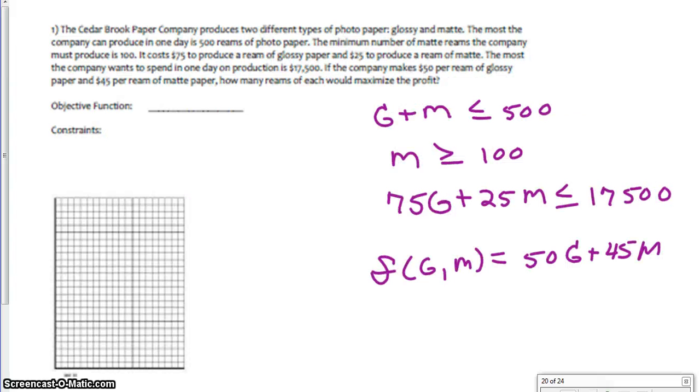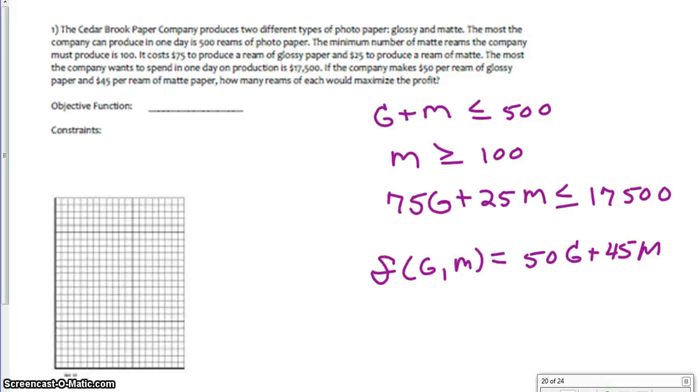All right, so the Cedarbrook Paper Company, all Mrs. Rose has done is written the constraints to make sure that you have them, assuming that G, of course, is glossy and M is matte. G plus M has to be less than or equal to 500. M has to be greater than or equal to 100. 75G plus 25M is less than or equal to 17,500.